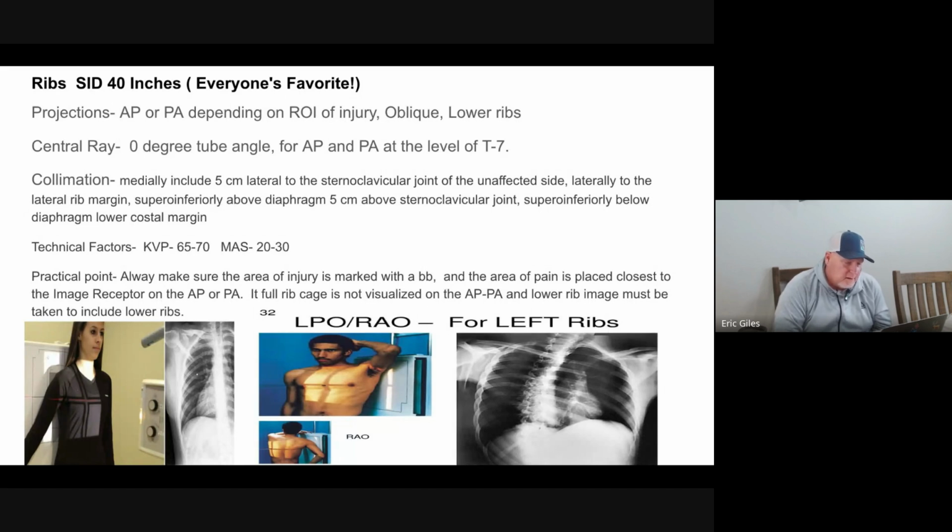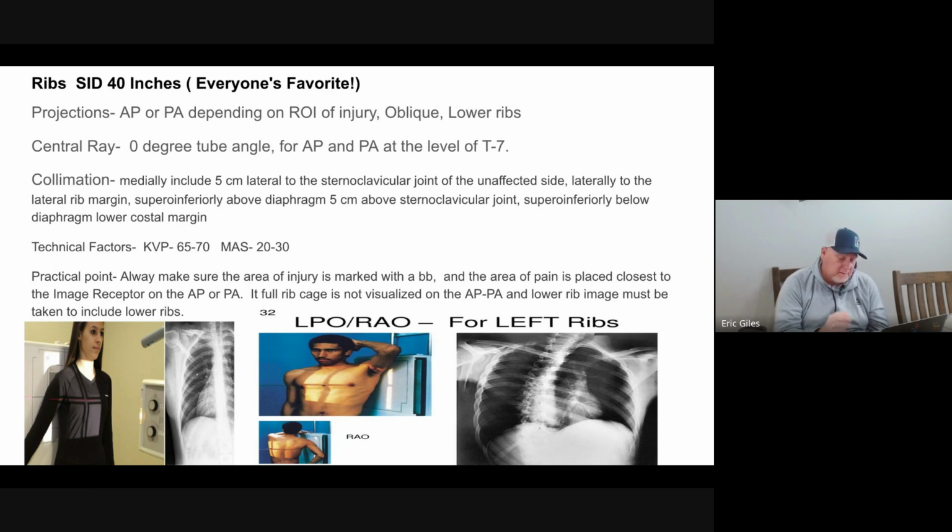Like I say, the area of pain is placed closest to the image receptor. If the full rib cage is not visualized on the AP and PA, a lower rib image must be taken.